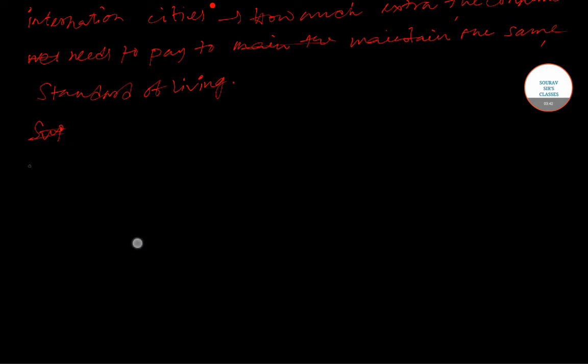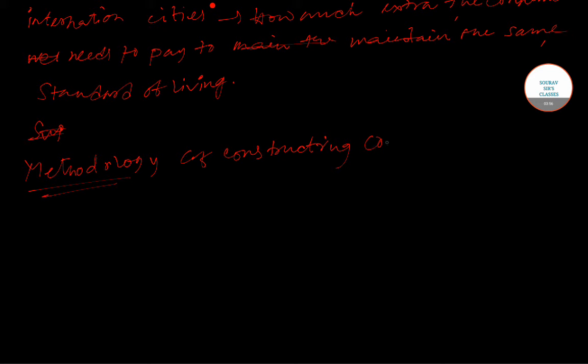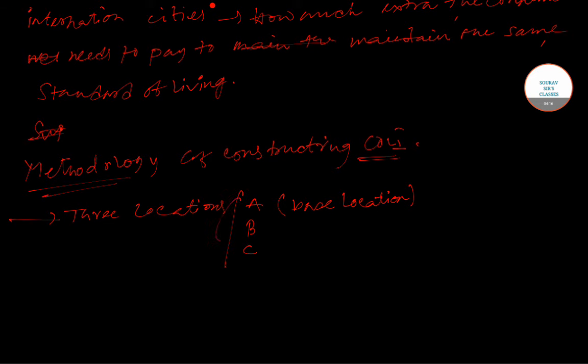Next we go for the methodology of constructing a consumer cost of living index. Suppose there are three locations or three different cities, A, B and C, where A is the base location. So we need to see how much the cost of living index is higher or lower with respect to this base location.